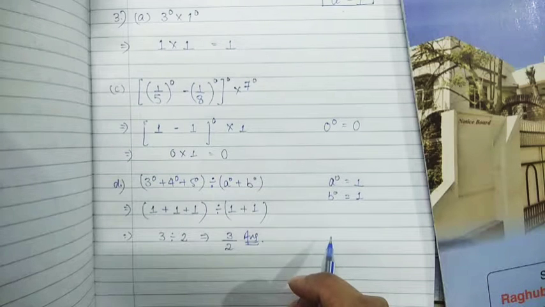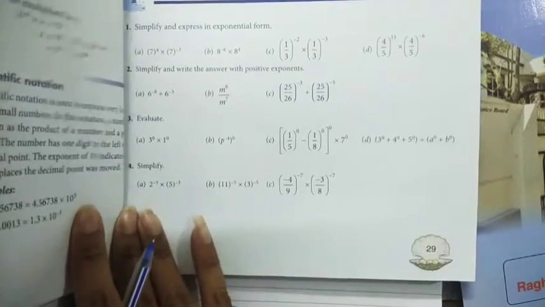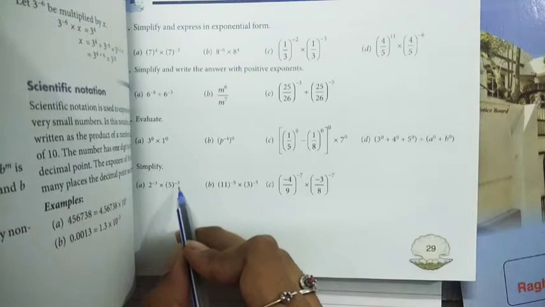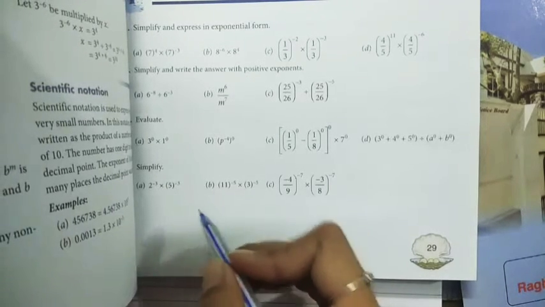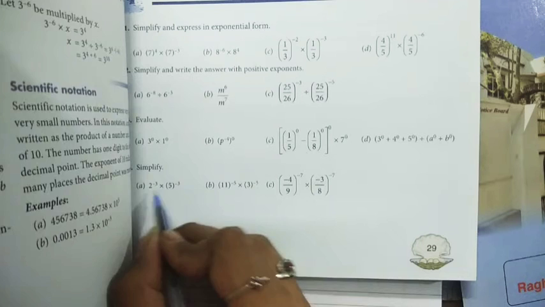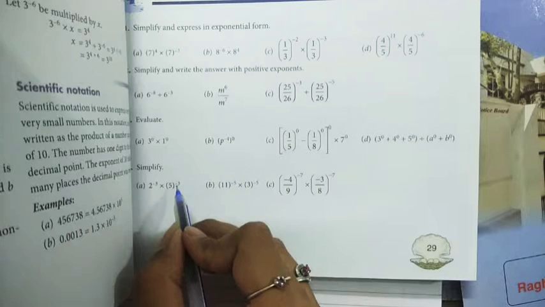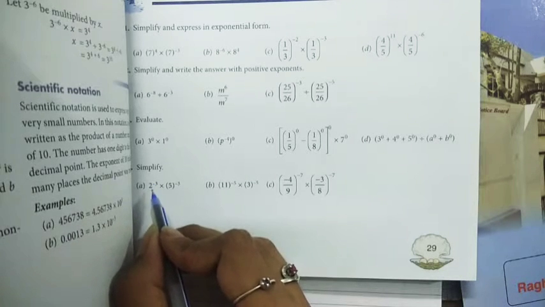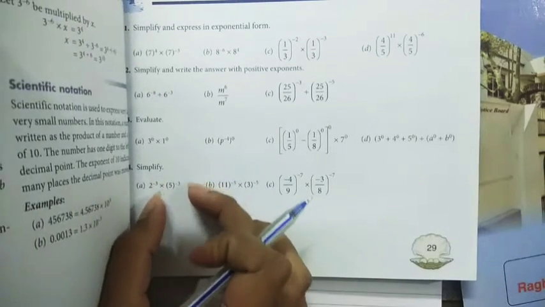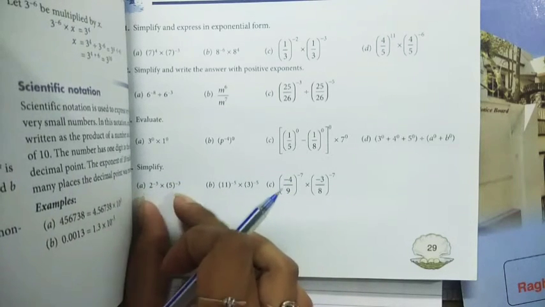Now we will do question number 4, simplify. In question 4 we have A part: 2 power minus 3 multiply 5 power minus 3. As you already read about the laws of exponents, the last one is that if we have two constants, A multiply B, and the powers are the same, what we will do is multiply 2 multiply 5 and the whole power will be minus 3. That is, we take the powers as common, and the bases, that is 2 and 5, should be multiplied.